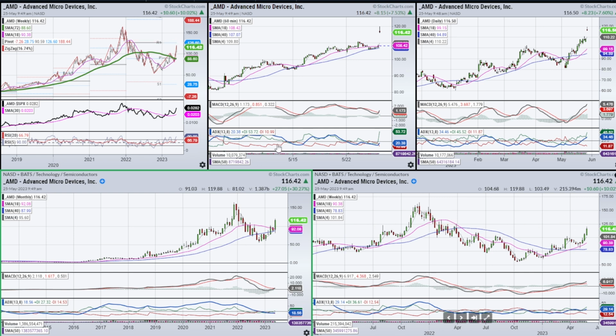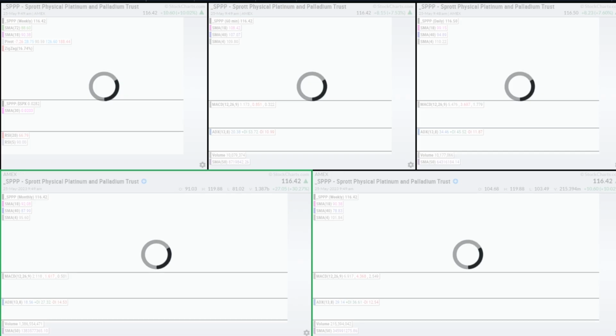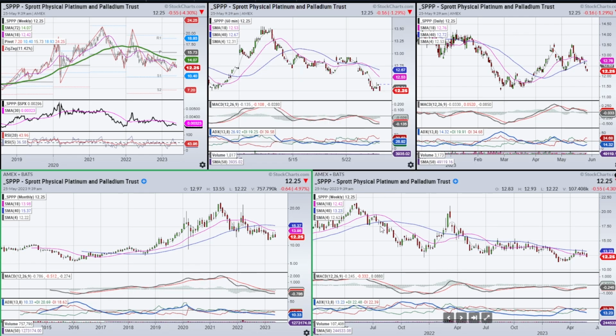So somewhere around 125 is probably a pretty good target area for this. But as long as the momentum is confirming, I think you can stick with this and trail a stop. Okay, so this is actually Palladium Trust, and it's trying to turn the corner.